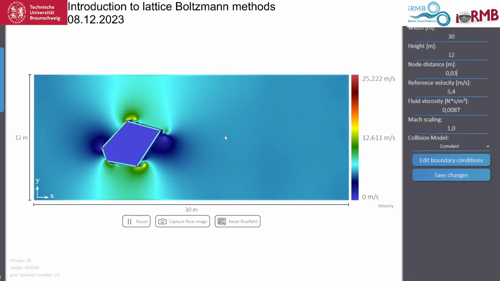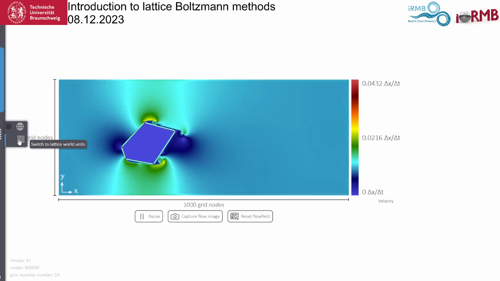A little bit less. So you see the simulation. We now have a higher resolution. We can go back to how many grid nodes we have. Now we have 400 by 1000 grid nodes, and of course what we observe is that the simulation now becomes much slower, because we have to update more grid nodes, obviously. And here also the velocity is now given in delta x by delta t.